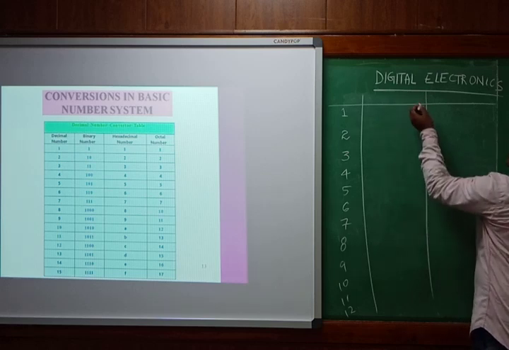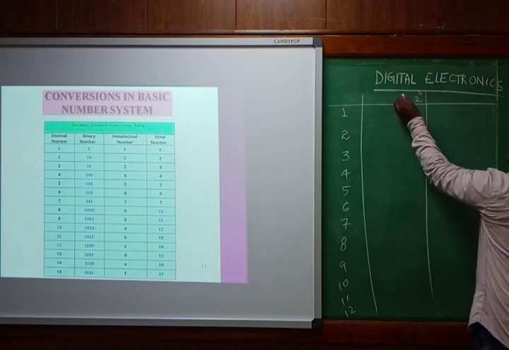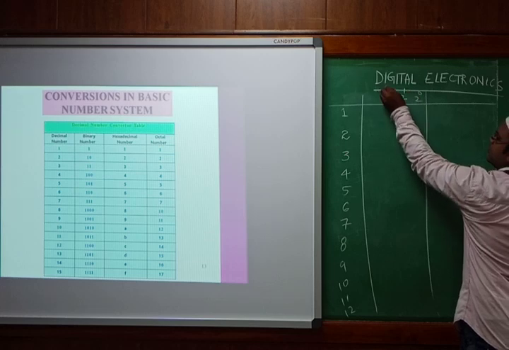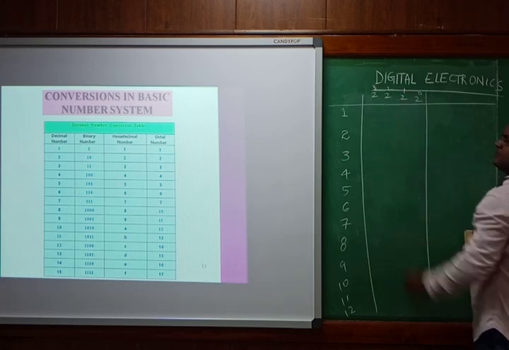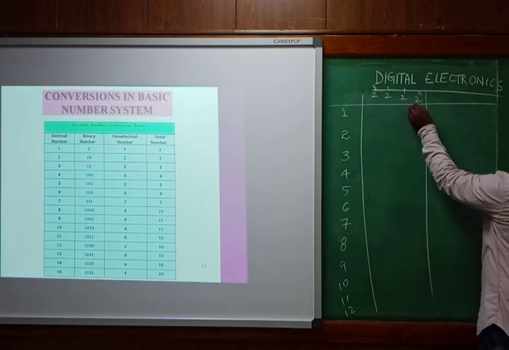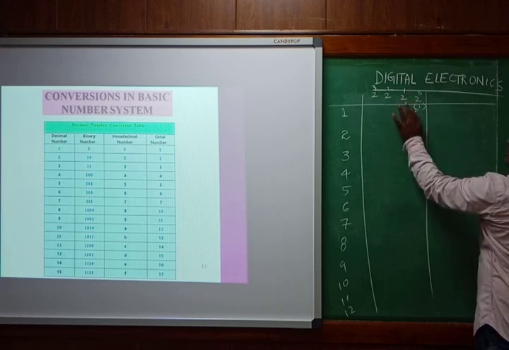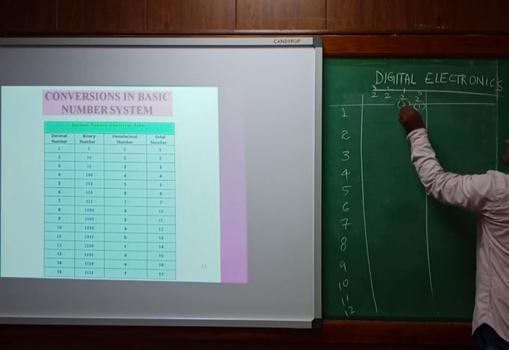So if I want to write any number, it should start from 2 power 0, 2 power 1, 2 power 2, 2 power 3. So what is 2 power 0? 2 power 0 I can write as 1. 2 power 2 I can mention as 2.